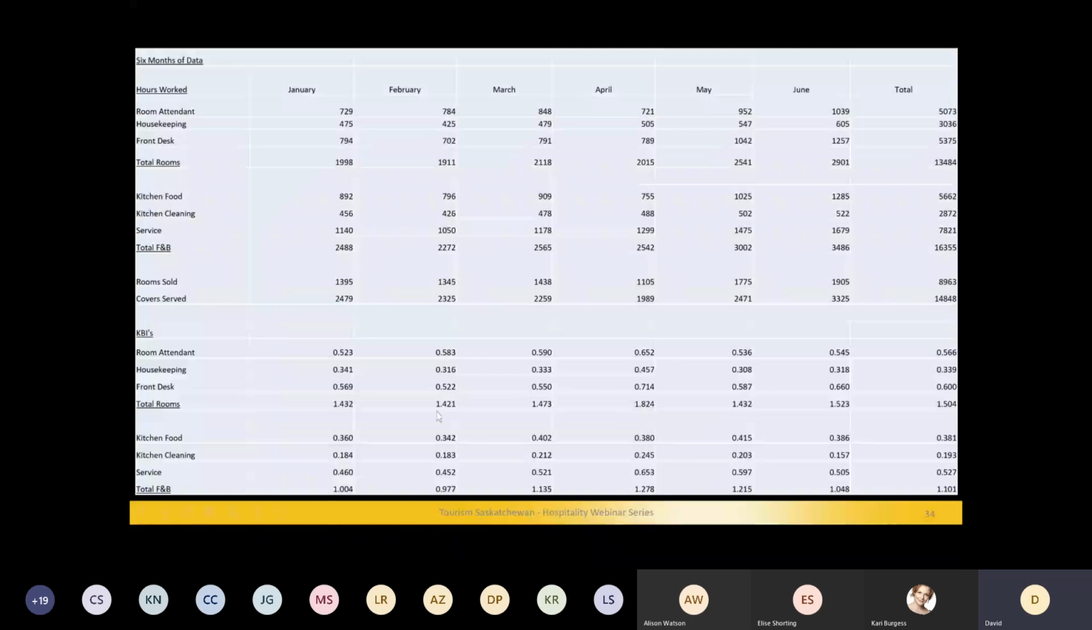You got to ask yourself, and this is real data from a real hotel, from a real client that I worked with last year, why would it be as much as 20% different? Same in food and beverage. Once we get the hours worked, we put the covers in and we can crank out the productivity. And here we see the average is 1.101, and it goes from a low of 0.977 all the way up to a high of 1.278. Again, you got to ask yourself why. But now we know what our benchmark productivity is for this hotel. And again, every hotel is going to be different.